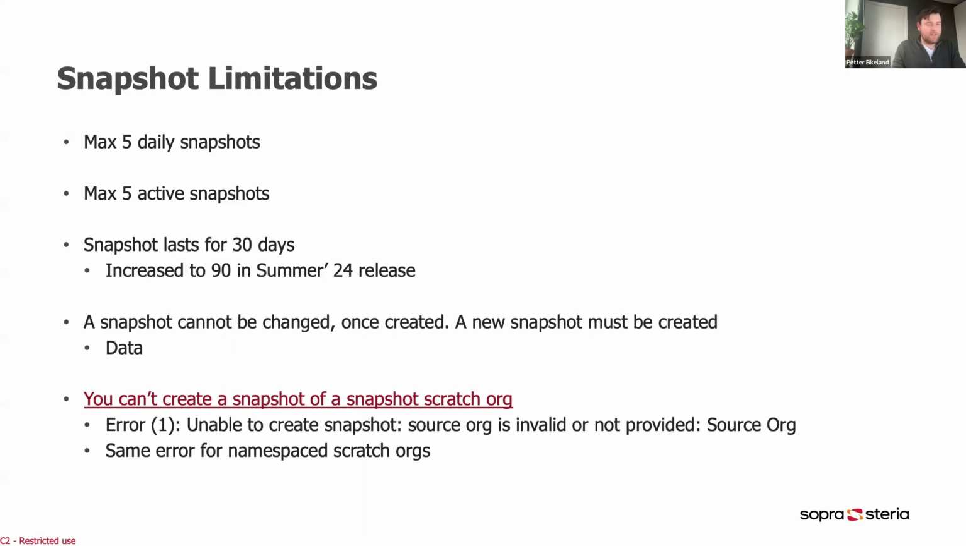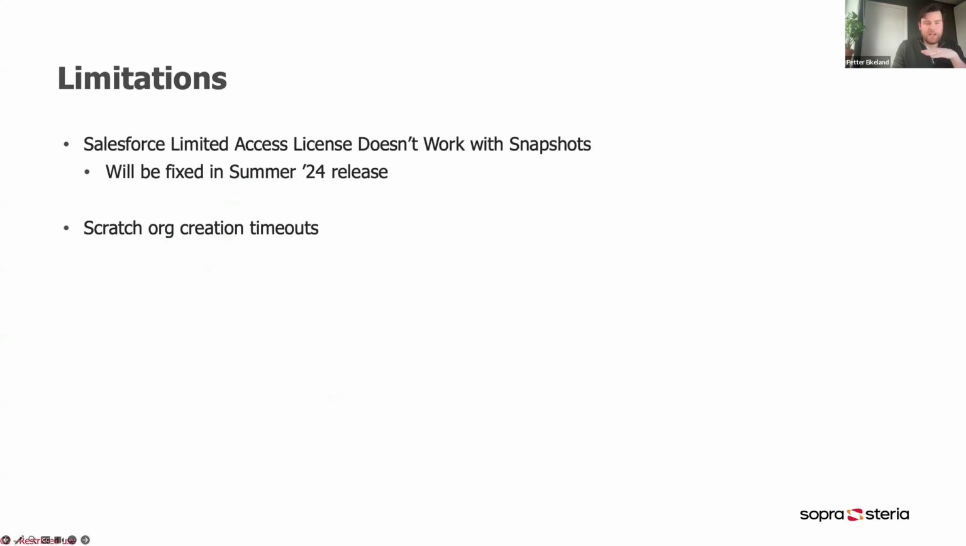Another thing is that you can create a snapshot of a snapshot. That was more relevant when the snapshot only lasted for 30 days. Perhaps you could create a snapshot Scratch org and then try to create a snapshot of that again, but that's not supported at all. And it makes sense. You might run into errors having a copy of a copy of a copy and so forth. You can't use the Salesforce limited access for now with snapshots, but they will fix that for the Summer 24 release. Again, safe harbor talking for Salesforce. And there might be some timeouts, of course, creating the Scratch orgs.